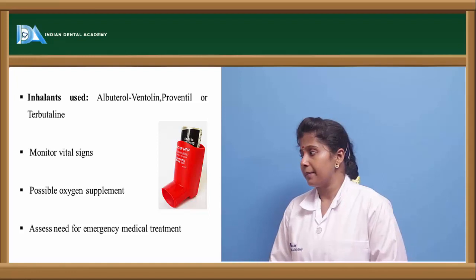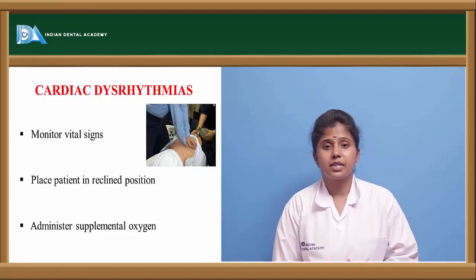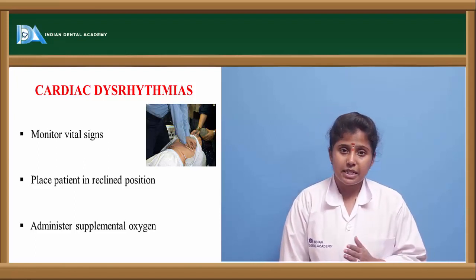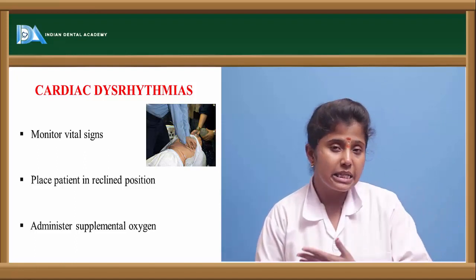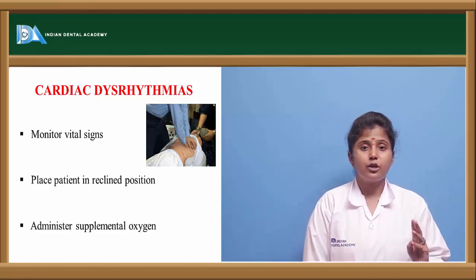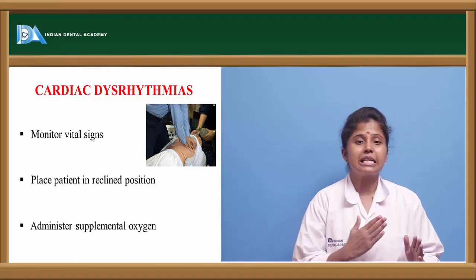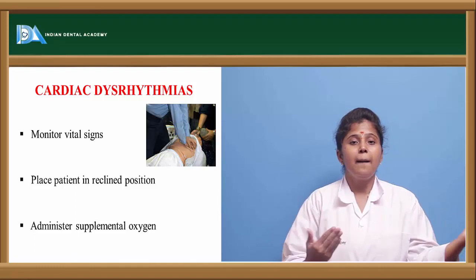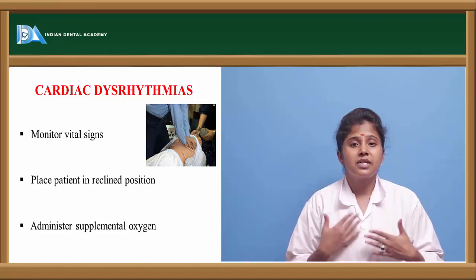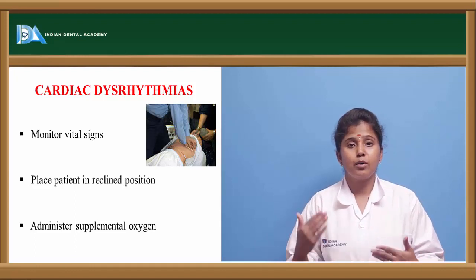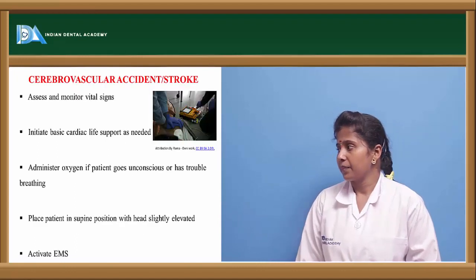Vital signs of the person should be monitored like blood pressure, heart rate and all, and oxygen supply should be given. The other one is cardiac arrhythmias, in the sense if there are any disturbances in the rhythm of the heart. In this cardiac emergency, first we need to measure the heart rate, how far the heart rate is proper, and place the patient in reclined position. The patient should be placed completely at 180 degrees, and thereby the person can rest for some time, and administer the oxygen supplement.